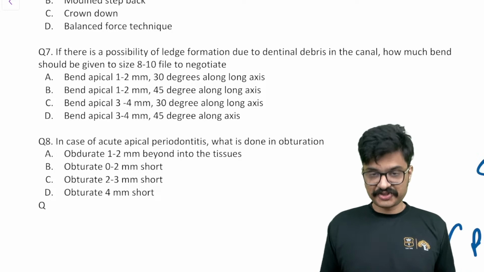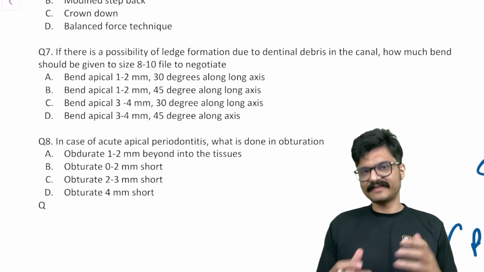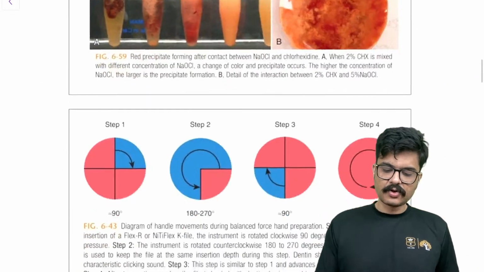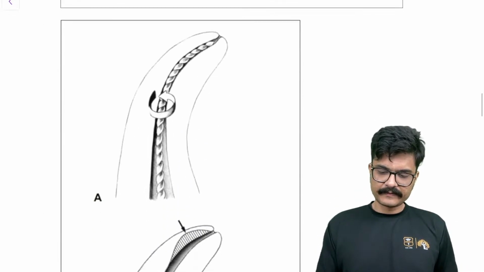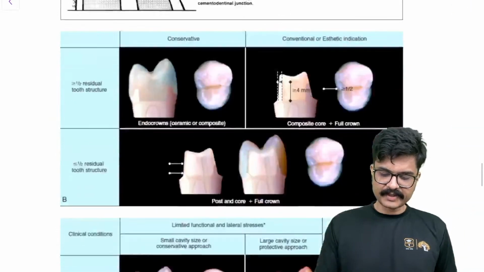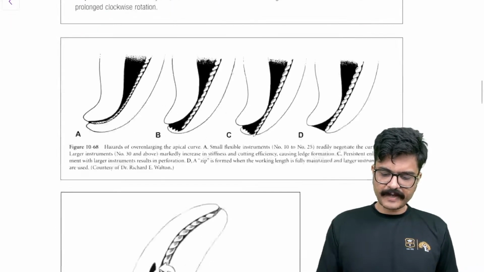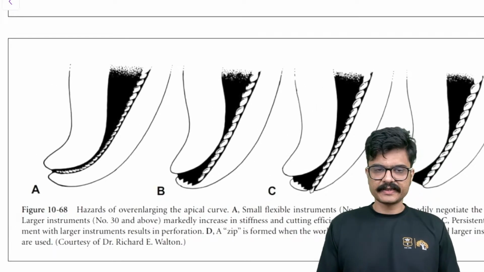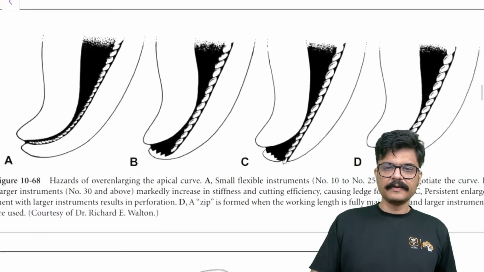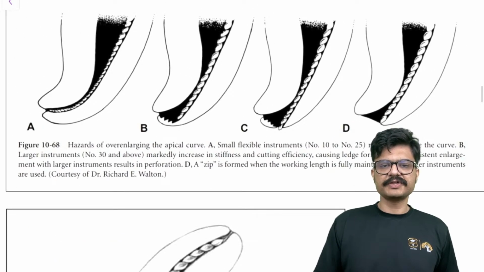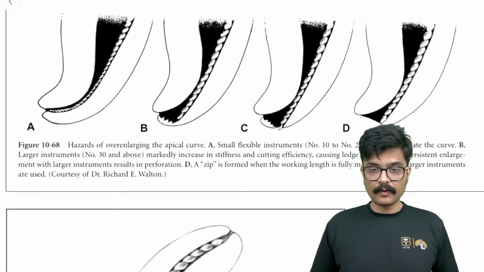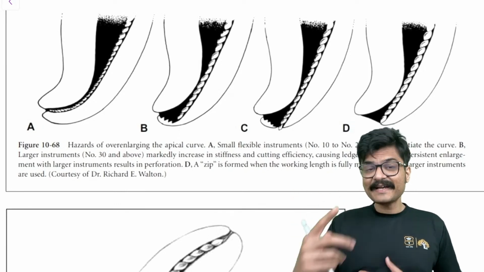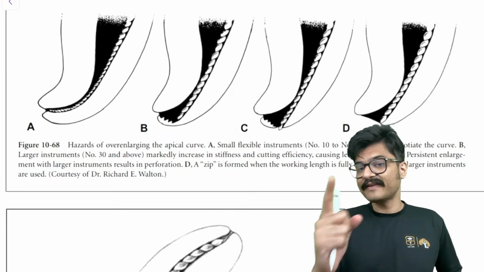First of all, what is the ledge? Ledge is a transportation. It's an iatrogenic error which happens on the outer curvature of the canal, right? So guys, what basically happens is that if I am to instrument my root canal short of length, right? So if, for instance, this is an image-based question which is of apical zipping. Apical zipping and ledging is technically the same, but for one difference. And what is that one difference?